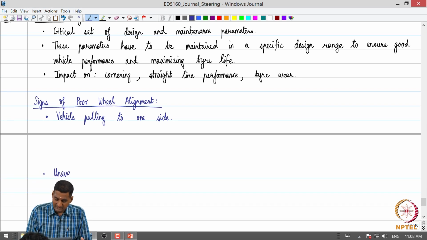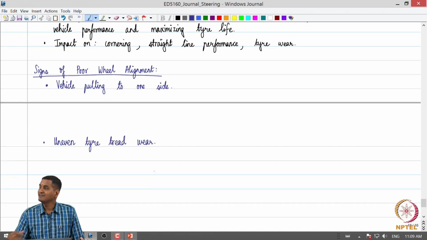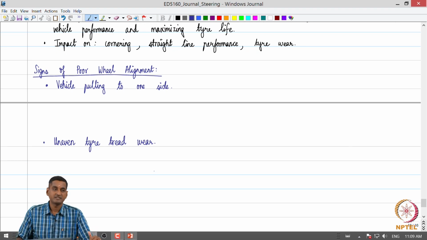If we look at the tire, if the tread of the tire undergoes non-uniform or uneven wear, that is also a sign of poor wheel alignment. Later we are going to look at the wear pattern, and observe how poor wheel alignment can result in uneven wear on the tread patterns.